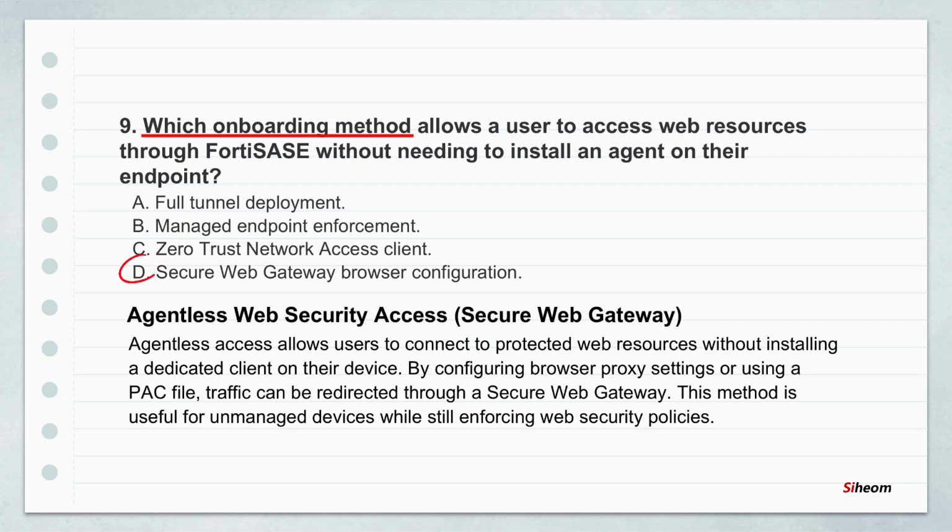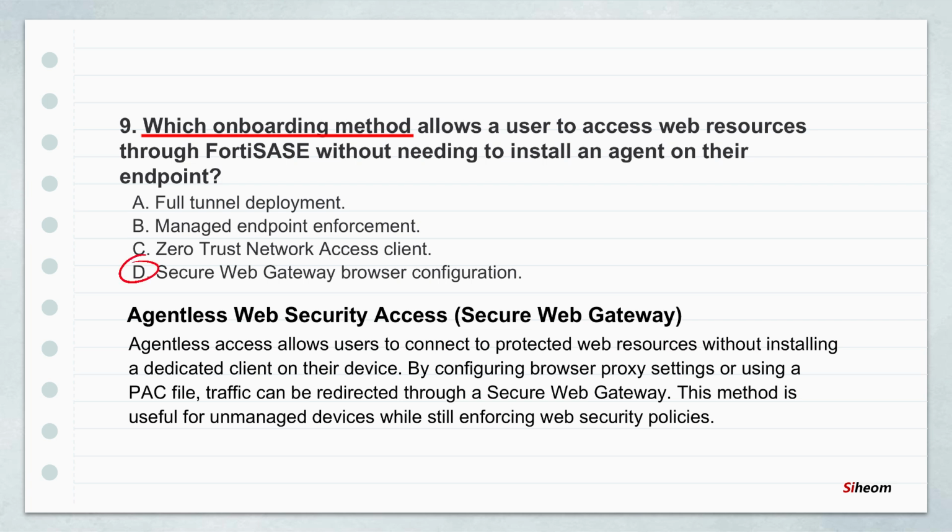It relies on explicit proxying. Instead of intercepting traffic at the network adapter level like a full-tunnel client would, the administrator configures the user's web browser to explicitly forward all HTTP and HTTPS traffic to the FortiSaaS gateway. How do they do that? This is typically done using a proxy auto-configuration, or PAC, file. The browser reads the PAC file, realizes it needs to send web requests to the SASE node, and the node then applies the web filtering, anti-malware, and application control policies before forwarding the traffic to the internet.